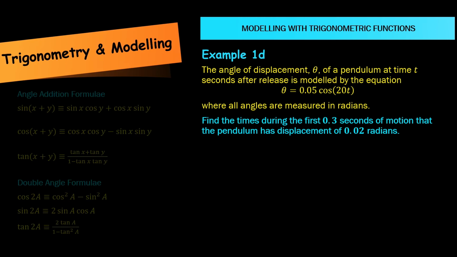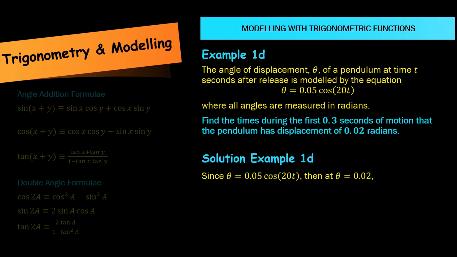In the same scenario, we are required to find the times during the first 0.3 seconds of motion that the pendulum has displacement of 0.02 radians. So let's solve this. Again, in the formula for theta, when theta is equal to 0.02, we have that 0.02 equals 0.05 cos 20t. And so we're required to find t when cos 20t equals 0.4.